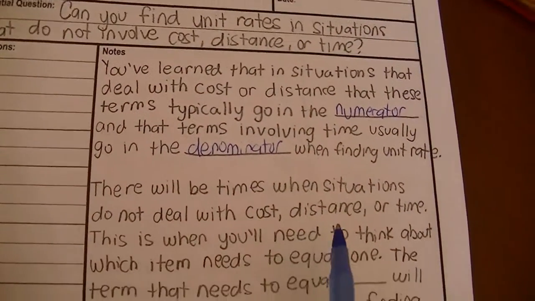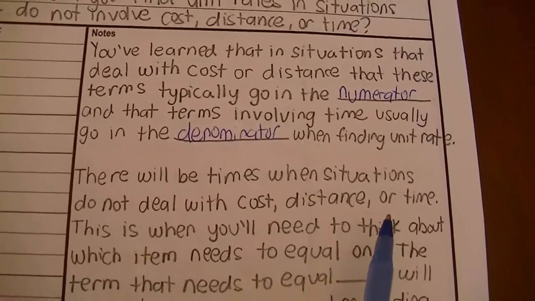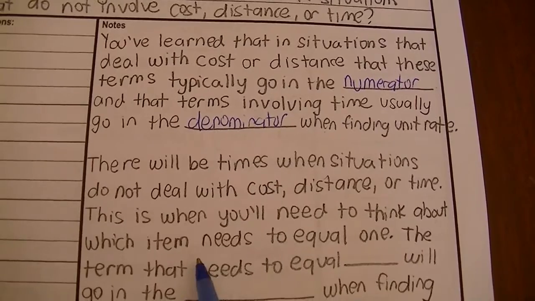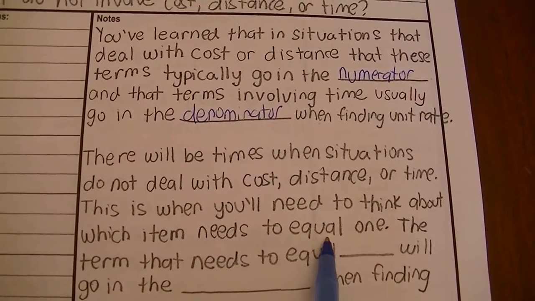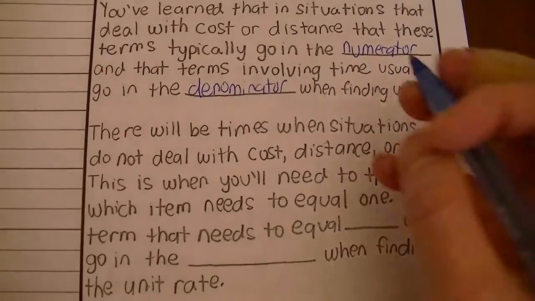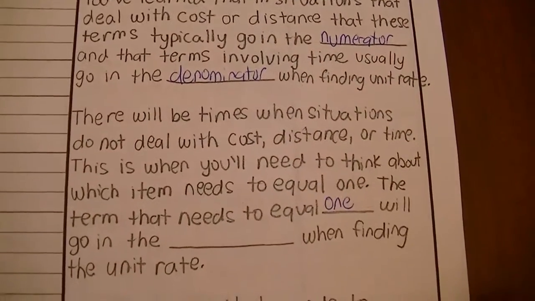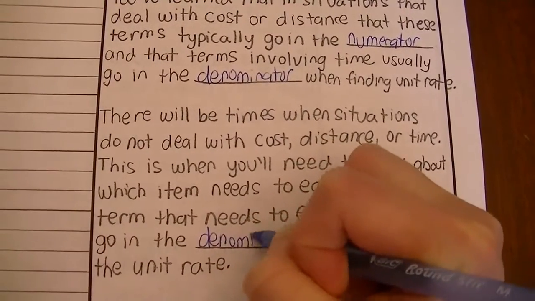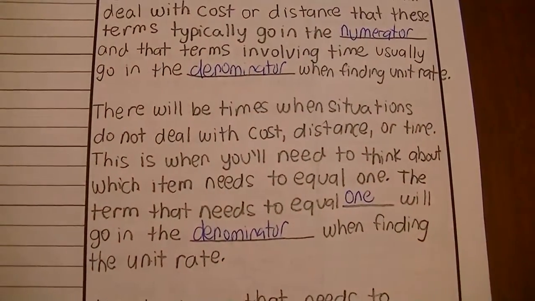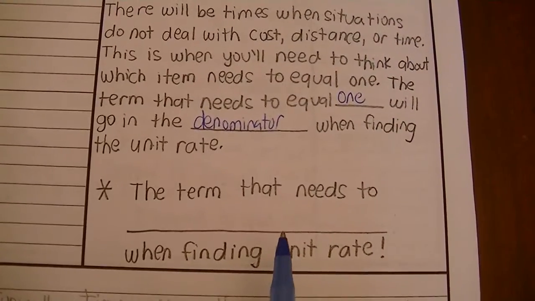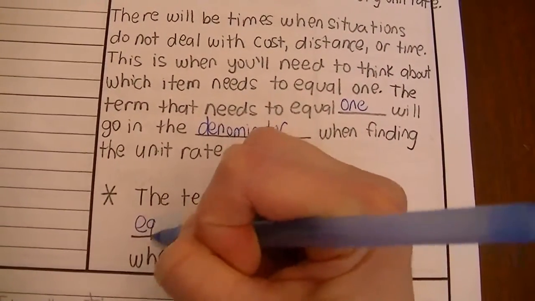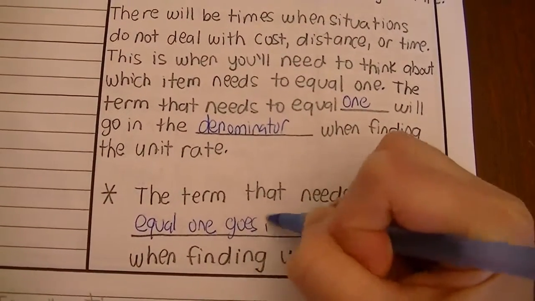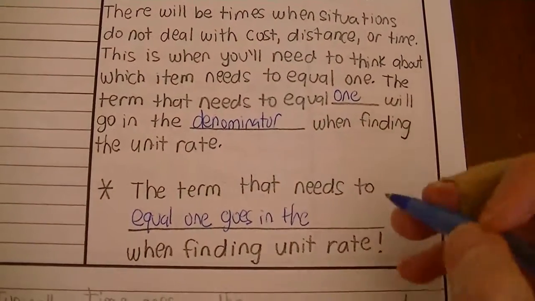But there's going to be times when situations don't deal with cost, distance, or time. So under those circumstances, that's when you're going to need to think about which item needs to equal 1, okay? The term that needs to equal 1 will go in the denominator when finding unit rate. So the term that needs to equal 1 goes in the denominator. So it goes in the bottom part of the fraction.